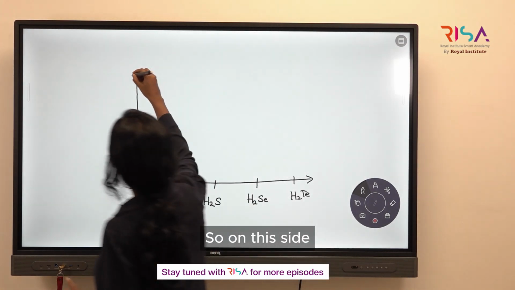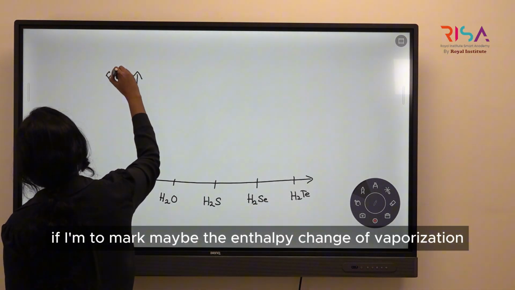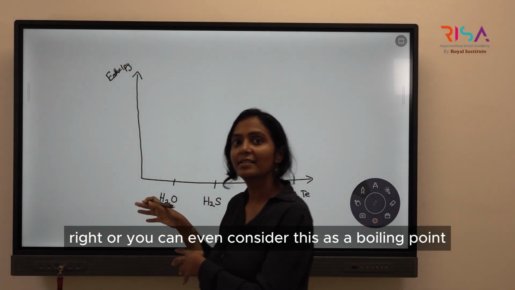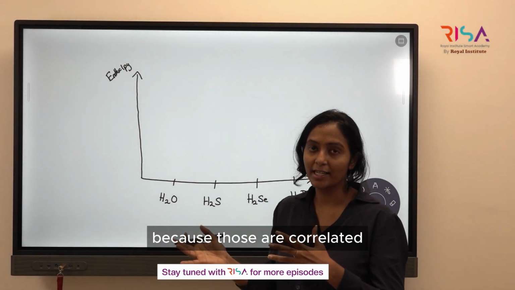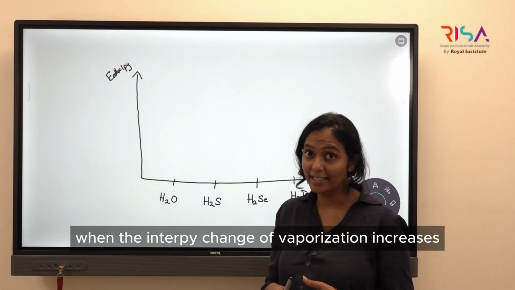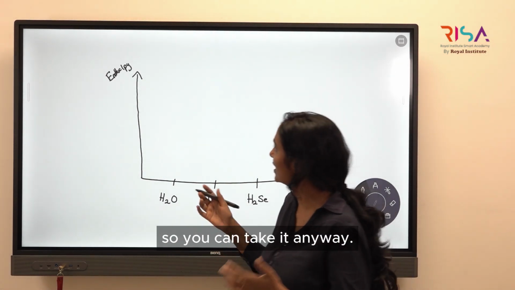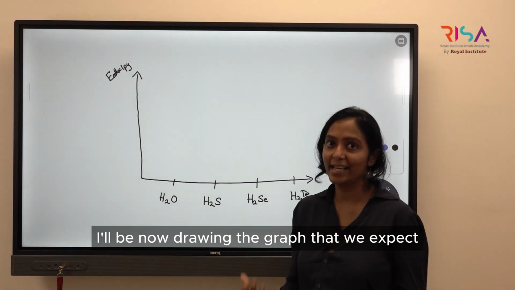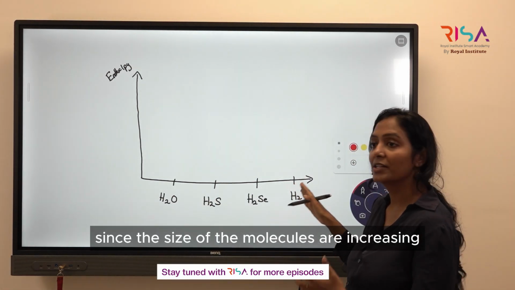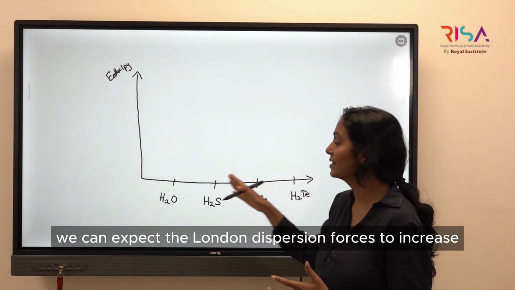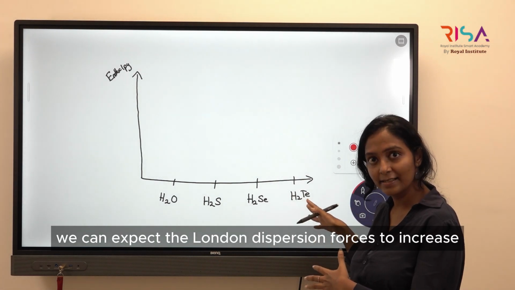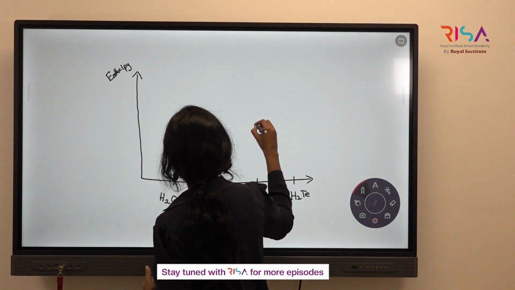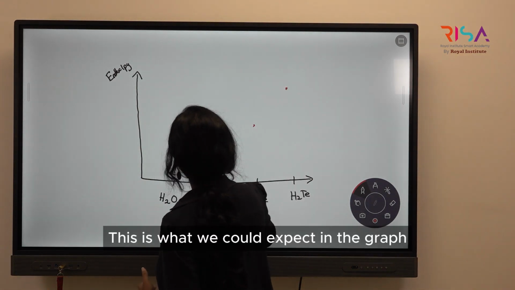So on this side, if I'm to mark maybe the enthalpy change of vaporization, right? Or you can even consider this as a boiling point, because those are correlated. When the enthalpy change of vaporization increases, boiling point also increases. So you can take it either way. And to this, I'll now be drawing the graph that we expect. Since the size of the molecules are increasing, we can expect the London dispersion forces to increase and thereby the enthalpy change of vaporization to increase gradually. This is what we could expect in the graph, right?